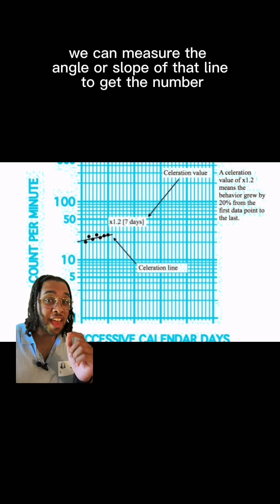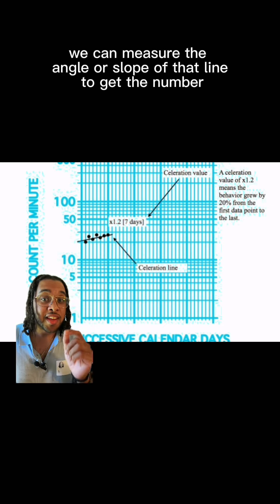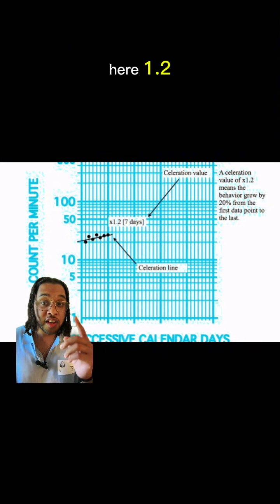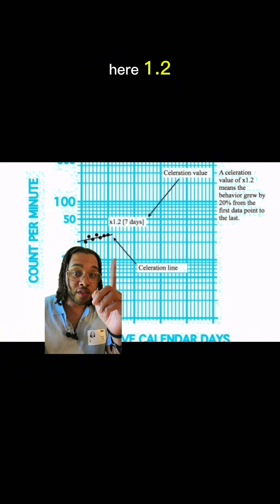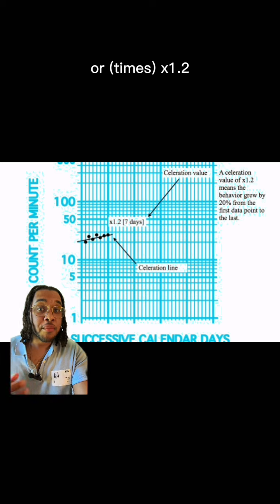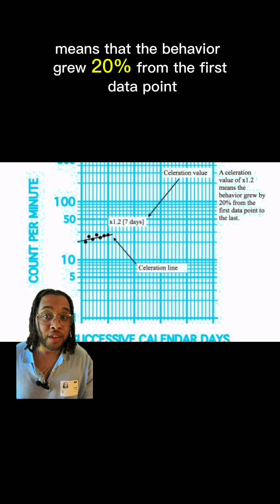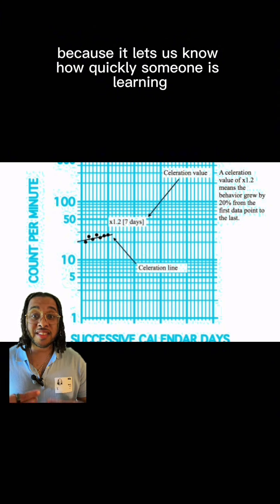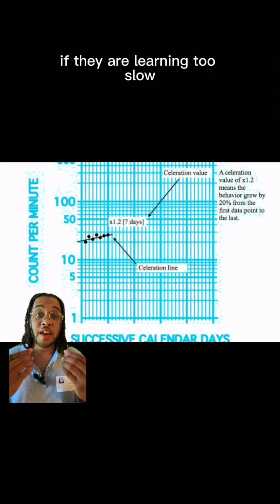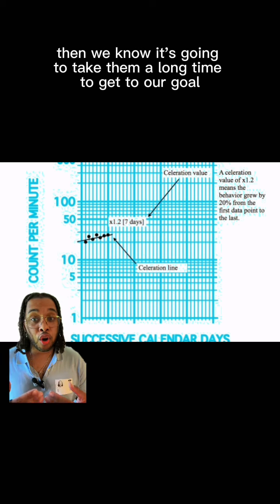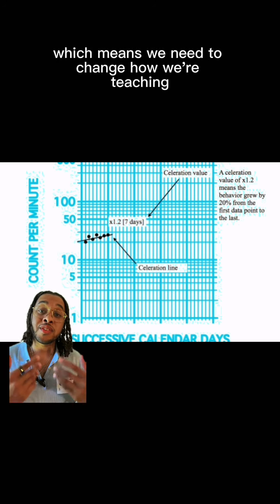We can measure the angle or slope of that line to get the number that tells us the learning rate or speed of learning. Here, 1.2 or times 1.2 means that the behavior grew 20% from the first data point. This number is important because it lets us know how quickly someone is learning. If they are learning too slow, then we know it's going to take them a long time to get to our goal, which means we need to change how we're teaching.